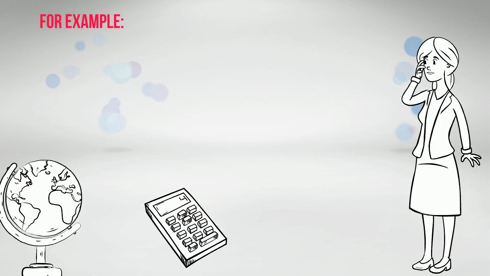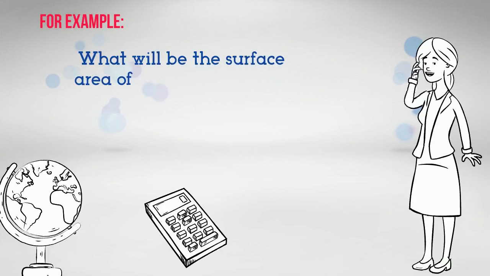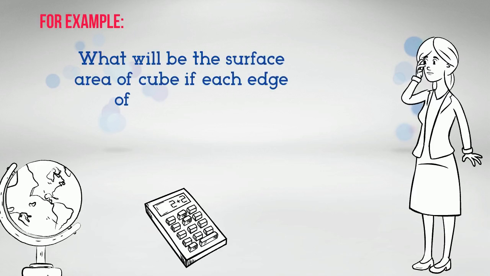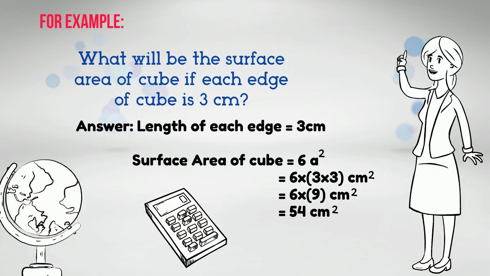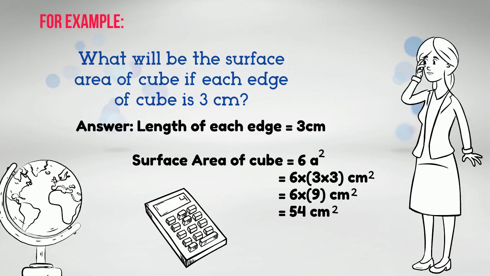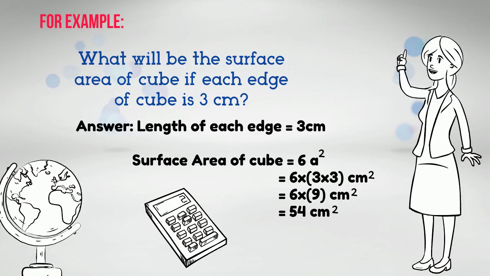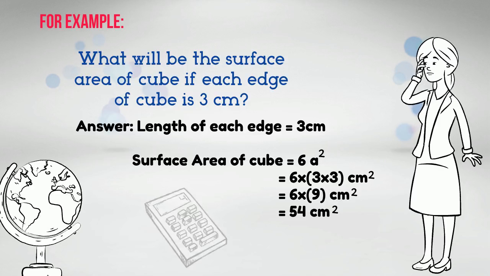For example, what will be the surface area of a cube if the edge of a cube is 3 centimeters? As we all know, the surface area of cube is 6a square. So we put the value of length in a and we get the answer of 54 centimeters squared.